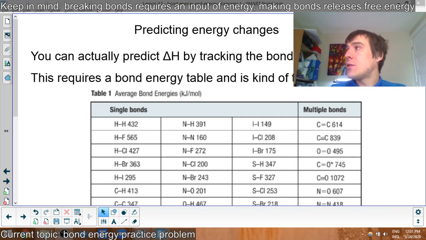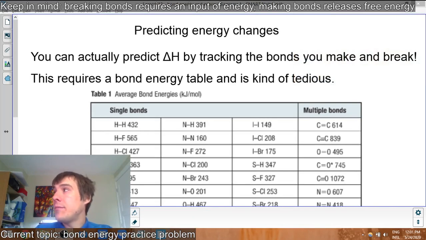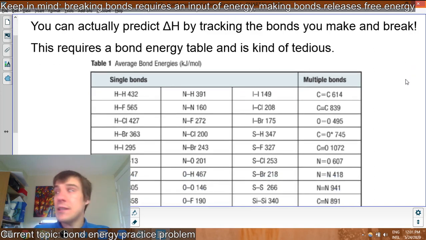So you can track it. You can track the bond energy and predict delta H by tracking what you make and what you break. It doesn't give you a perfect answer for the heat of the reaction because of those entropic effects. So you can do this bond energy thing and then look it up, and then it's a little bit different, but that's because it'll happen with different conditions and things like that.